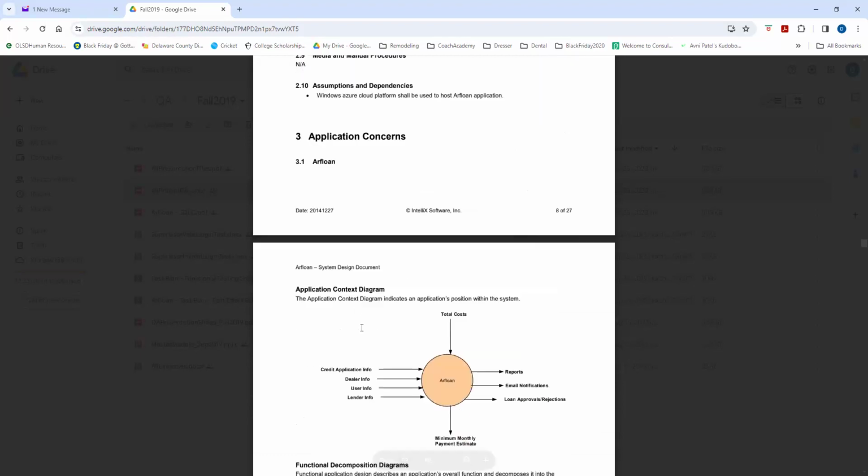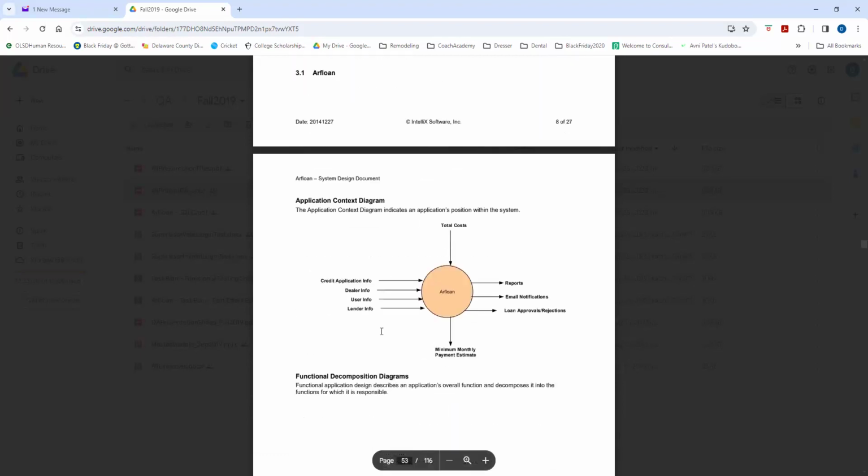Then it talks about the context diagram. What are the inputs and outputs to the system? Remember, we talked about functional requirements, what are the inputs, what are the outputs, what are the processing rules, and what is the error handling. That's what this talks about.